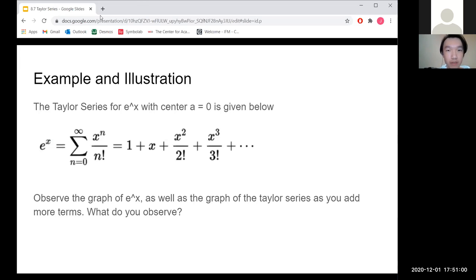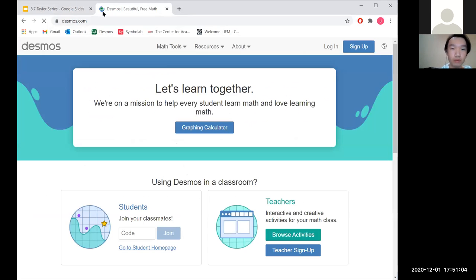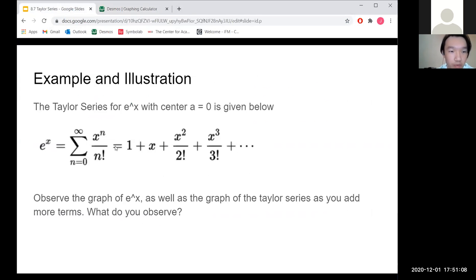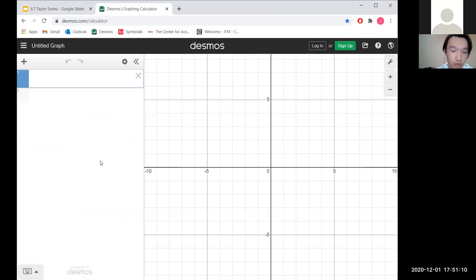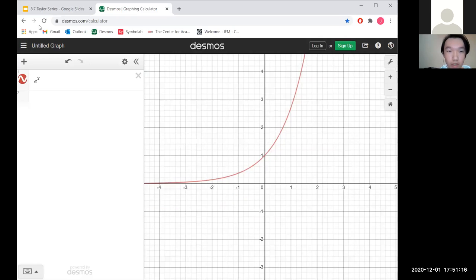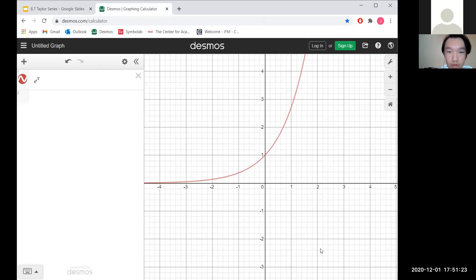Let me pull up a graphing tool. So we have e to the x, which I will graph right here. So there's e to the x. This Taylor series is centered at 0, so we're going to zoom in on the middle portion of our graph near the origin.